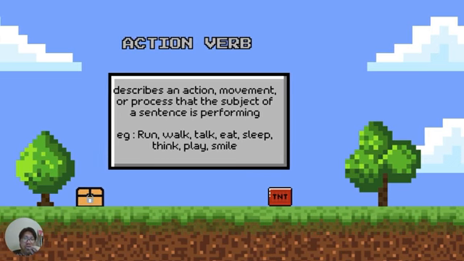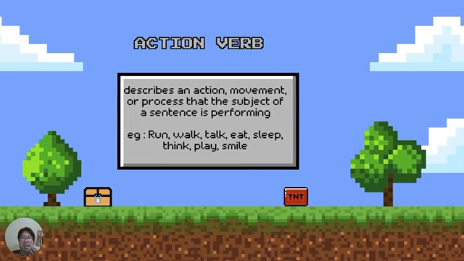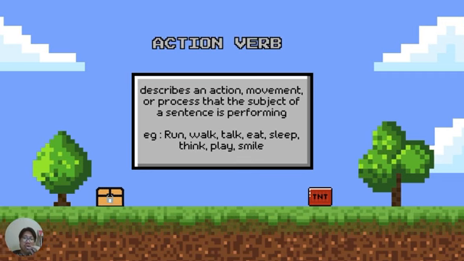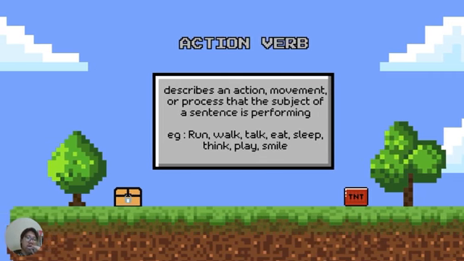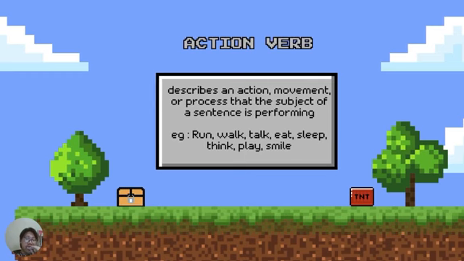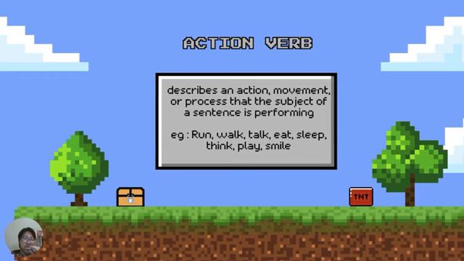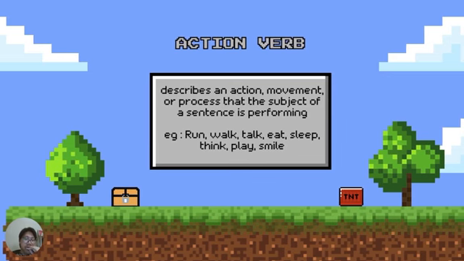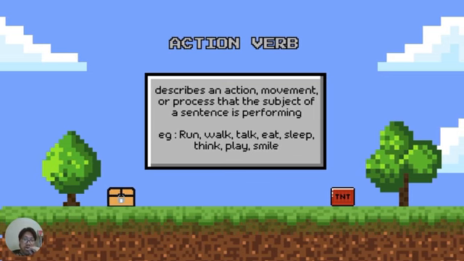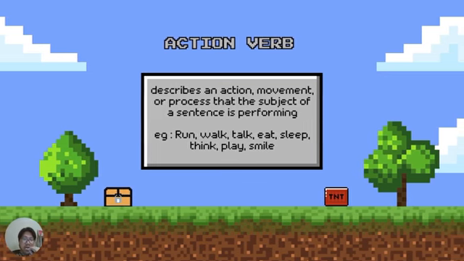So first of all, we have action verb. We start it simple. This is the basic one we have known since we were kids, but it's vital to understand because action verb is like the main one. Basically, an action verb describes an action, movement, or process that the subject of a sentence is performing. For example, we have run, walk, talk, eat, sleep, think, play, and smile.